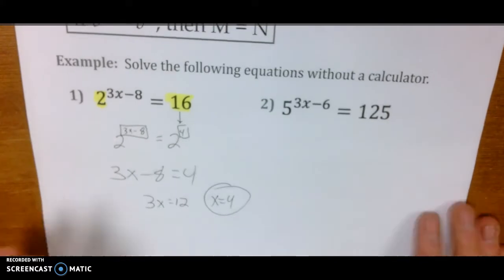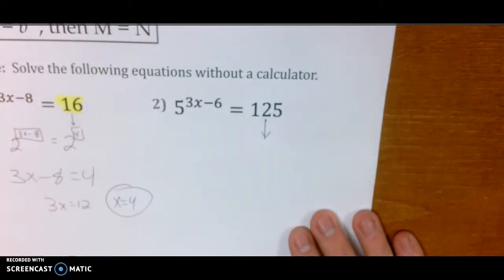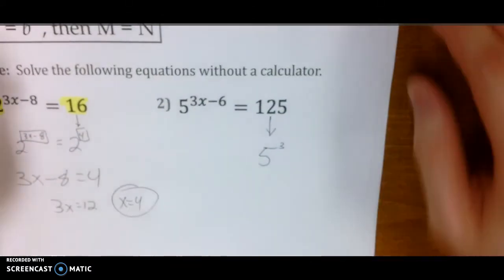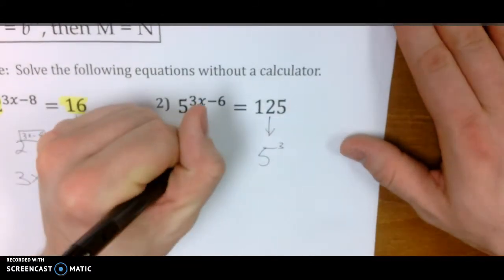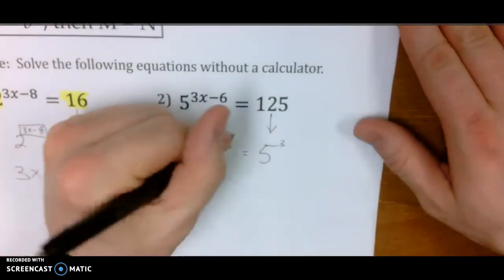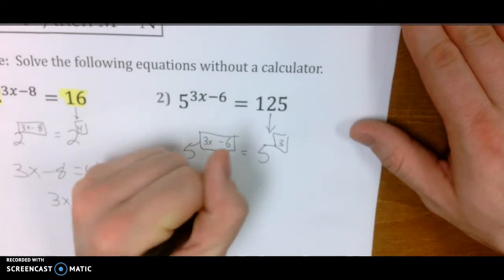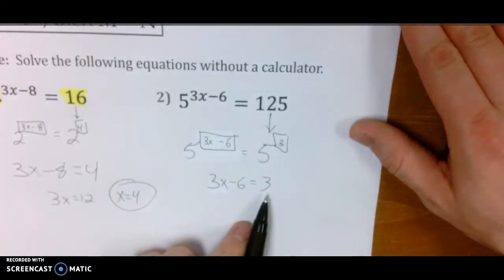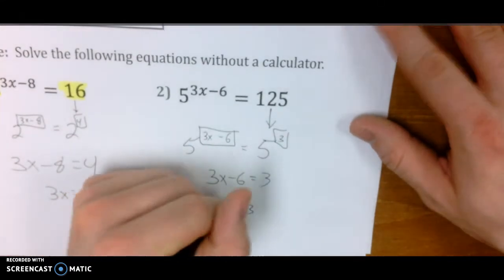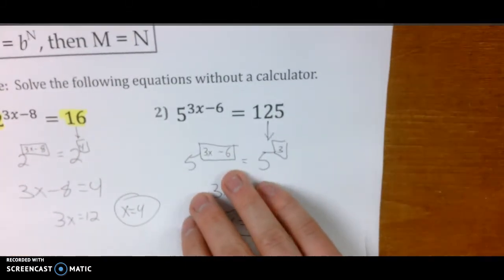Awesome. Number two, similar process. 5 and 125 are not the same, so I can change 125 to be a base of 5. Well, 5 to the third power gives me 125. So now I have 5 to the 3x minus 6 equals 5 to the third. And we'll do the exact same thing again. Now that my bases are the same, I can set the exponents equal to each other. 3x minus 6 equals 3. Move the 6 over, divide out the 3, and we would get x equals 3. Not too terribly scary, but wait.